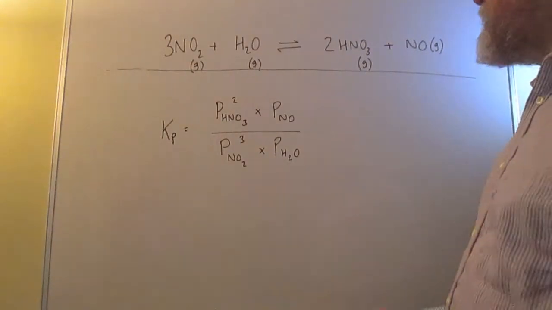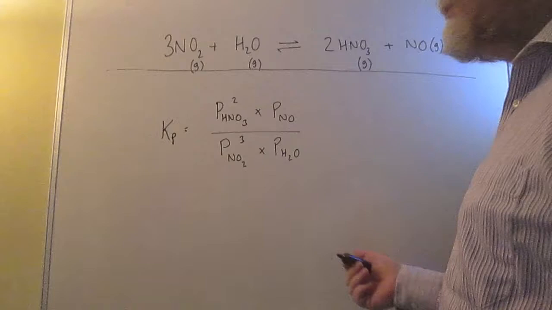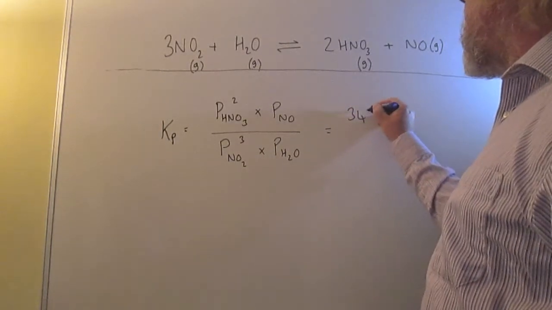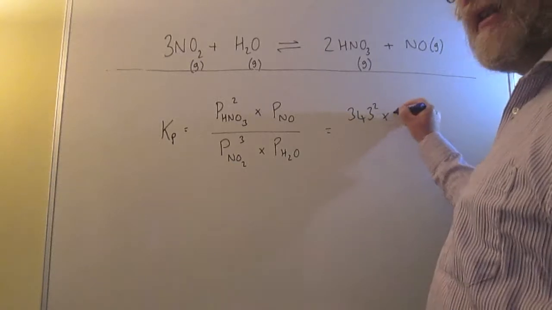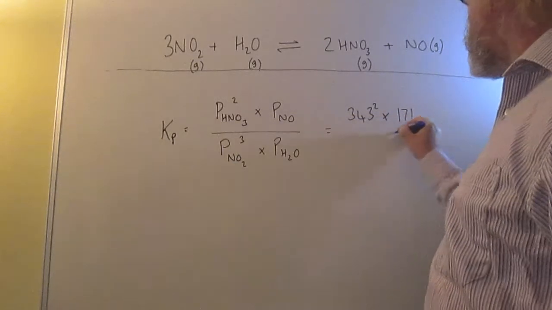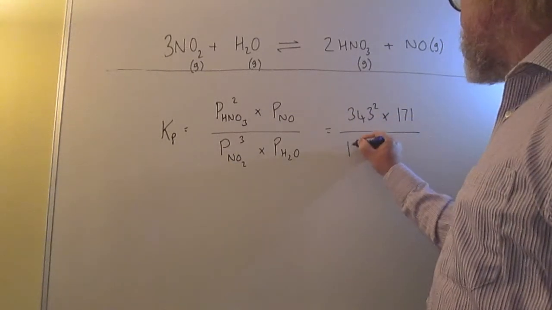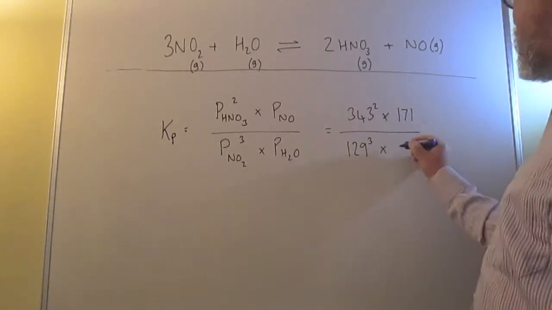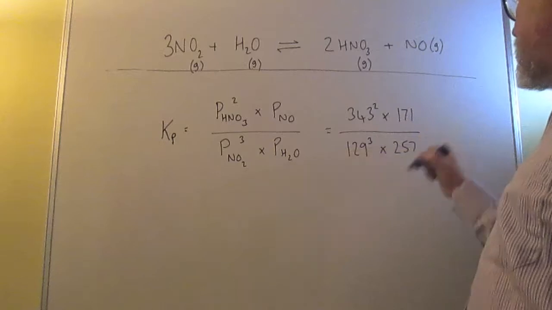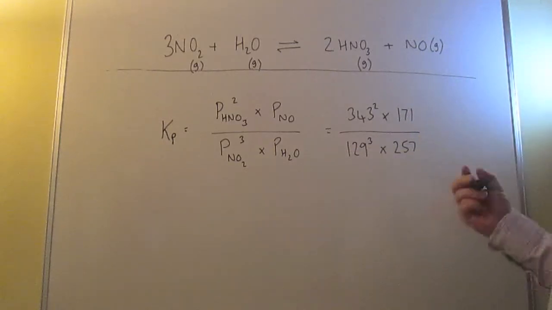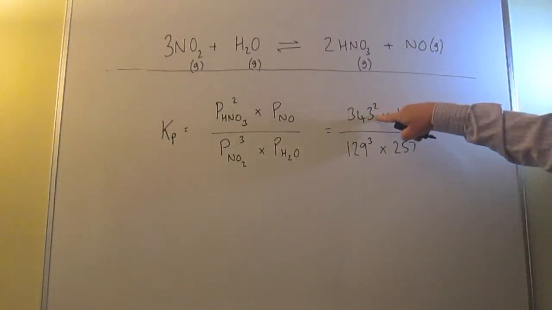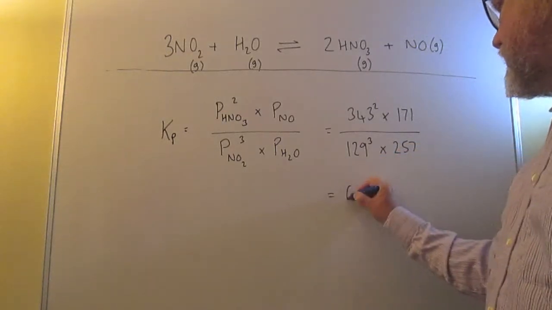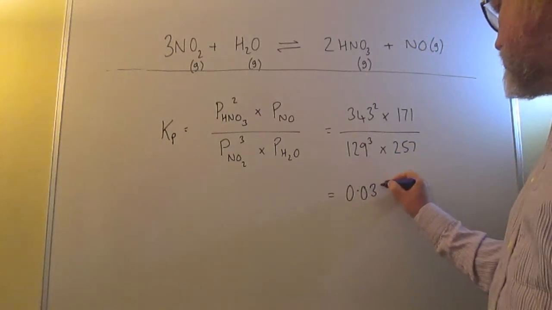Okay, so that's our Kp expression. So we just take the numbers we've just worked out and put them into there. So we get 343 squared for the HNO3 times 171 divided by 129 cubed. Don't forget these powers when you actually do the calculation. That's an easy mistake to make. Even when you've written them down, just double check on your calculator that you did remember to square that number and cube that number. And if you've worked that out correctly, you should get 0.0365.